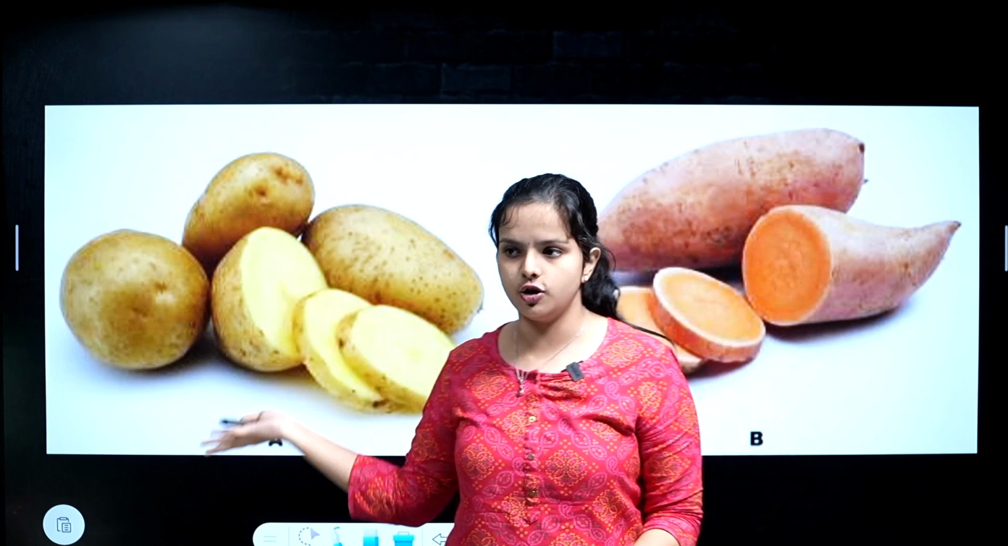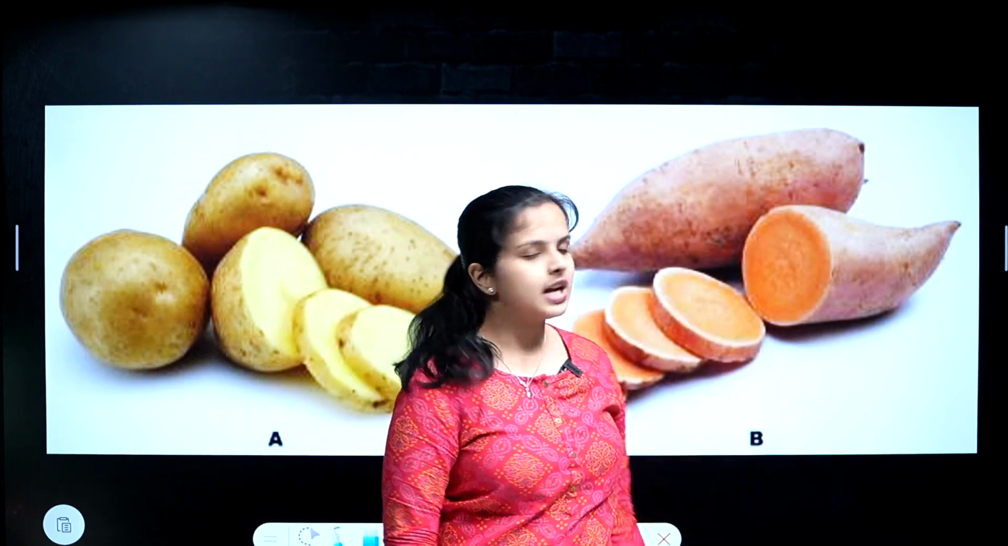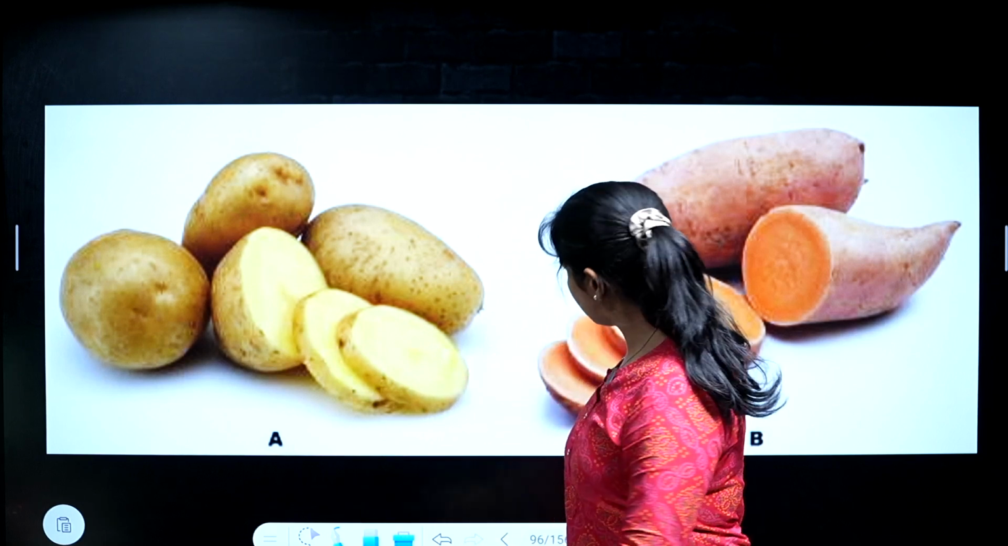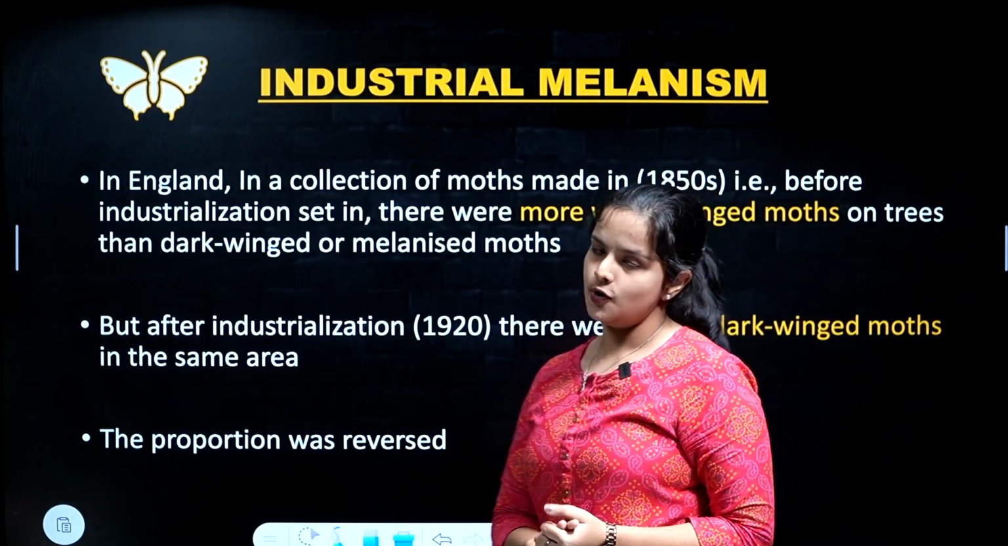So here is a normal potato and the sweet potato. This is a root and this is a stem. This is also an example for analogous organ. So I hope you understand. That's all about convergent evolution and analogy. I hope it's clear.